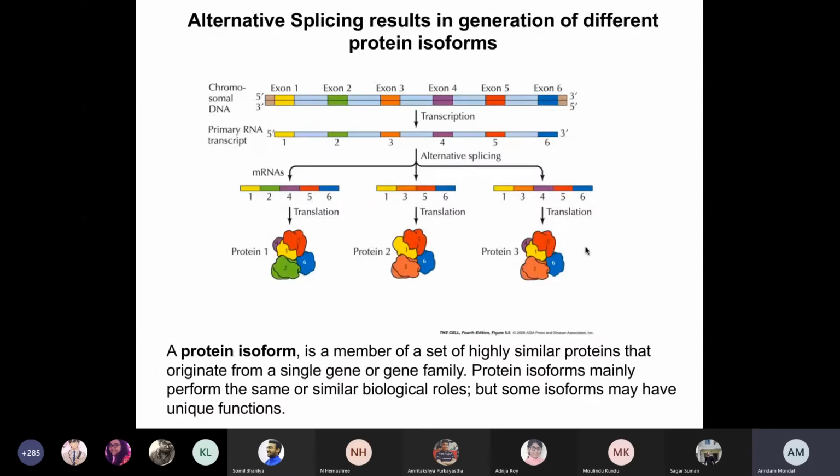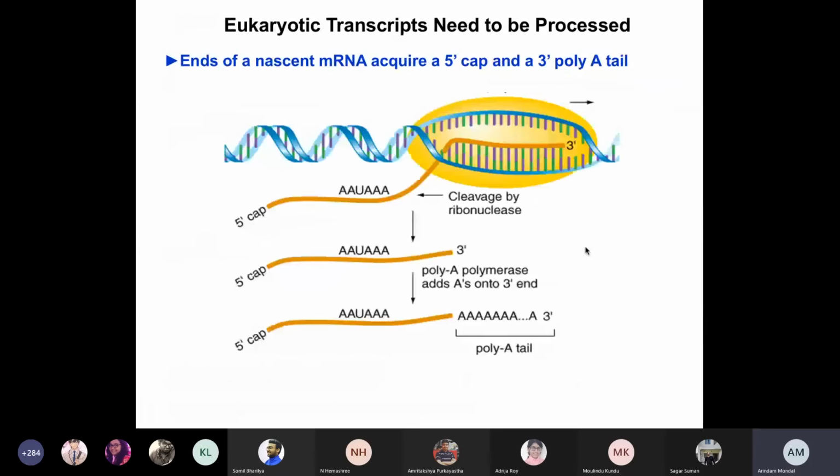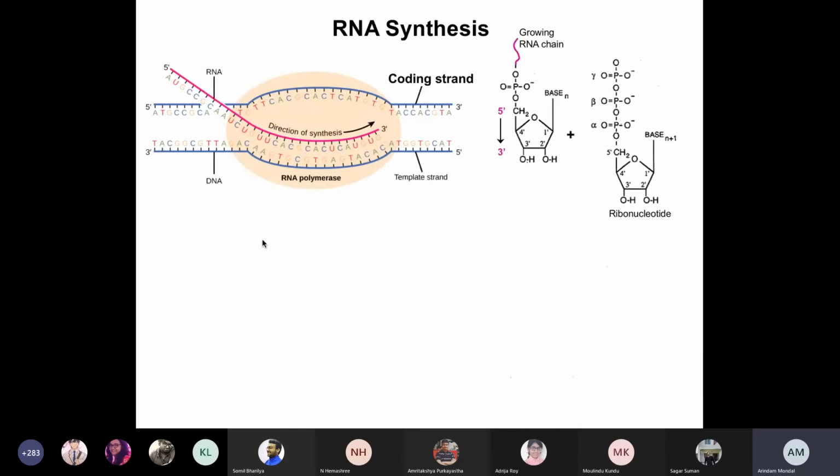Okay, and that's why, in order to assure the stability of the mRNAs, the mRNAs need to be processed before they can be utilized for protein synthesis. First of all, once the mRNA gets synthesized, it gets capped. There is an enzyme called capping enzyme which adds a GTP in the opposite order.